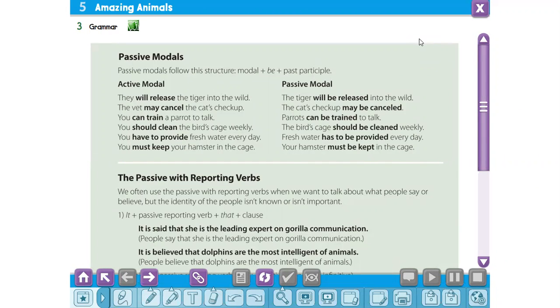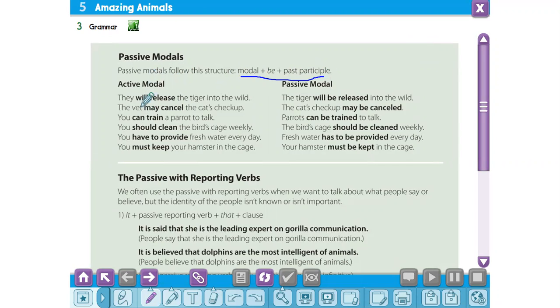How are you? Today we will complete Unit 5 for Mega Goal 4, Amazing Animals. Today we will use passive modals and the passive with reporting verbs. Passive modals follow this structure: modal plus be plus past participle.